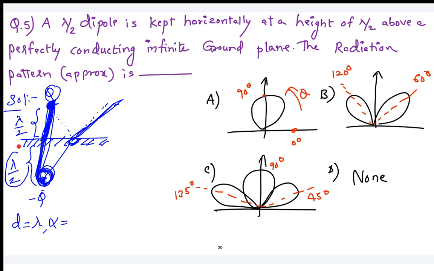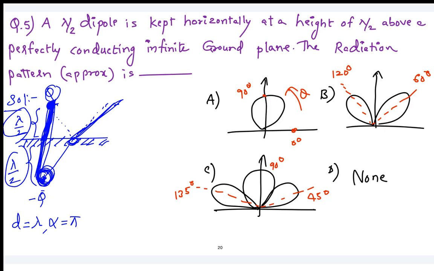So dipole means like plus Q and minus Q. The concept we have done in method of images. There, instead of talking about charges, this time we are talking about antennas. Same thing. No other confusion here. And since this is positive, this is going to be negative, so your alpha is going to be 180 degrees.